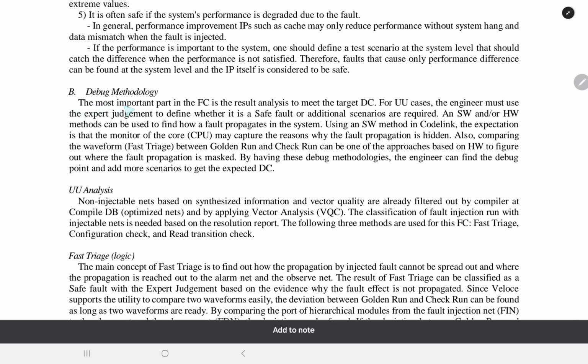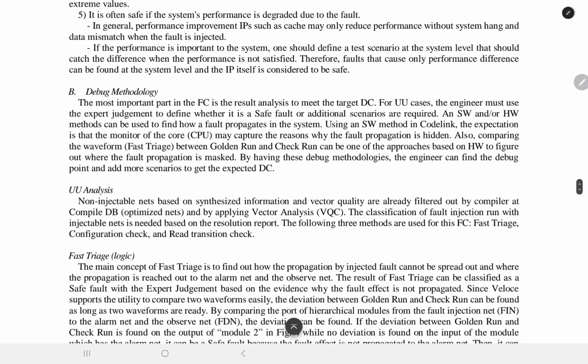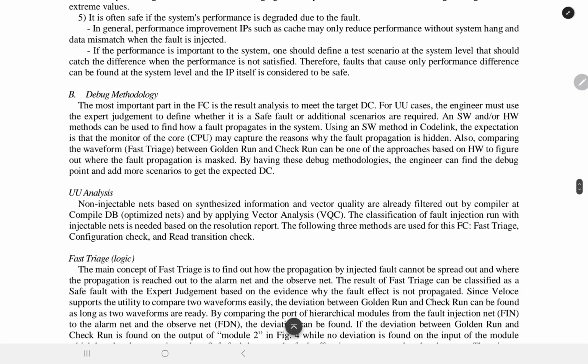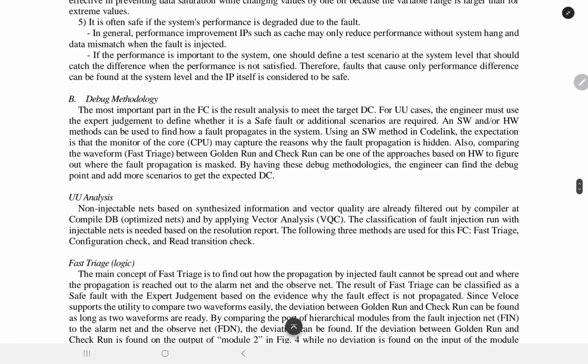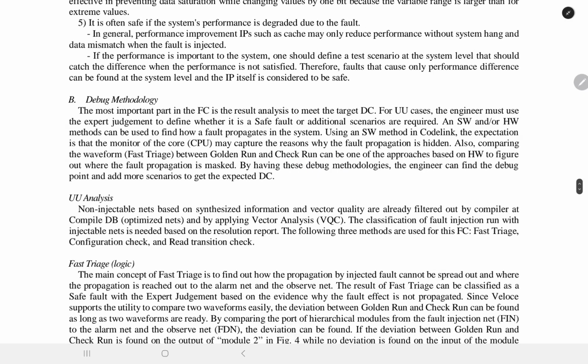B. Debug methodology. The most important part of the fault campaign is the result analysis to meet the target diagnostic coverage. For the UU case, the engineer must use expert judgment to define whether it is a safe fault or additional scenarios are required. Software and hardware methods can be used to find how a fault propagated in the system. Using a software method in code lining, the expectation is that a monitor of the core CPU may capture the regions where the fault propagation is hidden. Also, comparing the waveform, fast triage between the golden run and checked run can be one of the hardware-based approaches to figure out where the fault propagation is masked. By having these debug methodologies, engineers can find the debug point and more scenarios to get the expected DC.